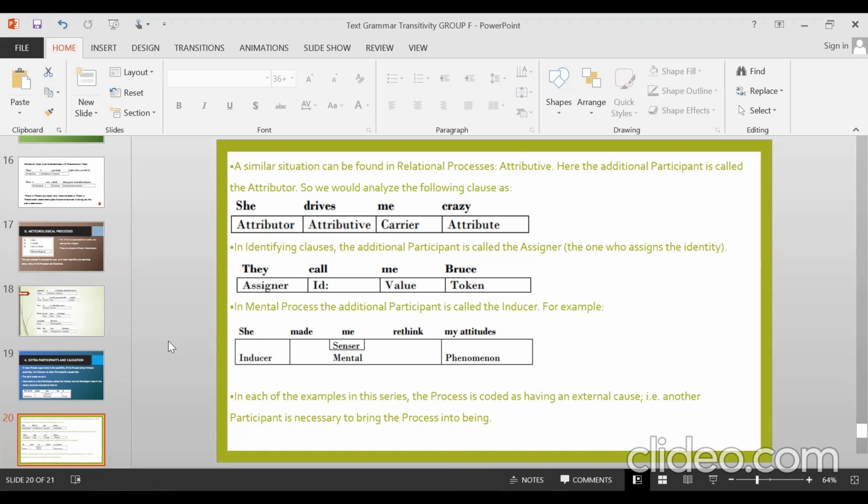In mental process, the additional participant is called the inducer. For example, she made me rethink my attitudes. She as inducer, made me rethink as mental, and me in here as sensor, and then my attitudes as phenomenon. In each of the examples in the series, the process is called as having an external cause. Another participant is necessary to bring the process into being.